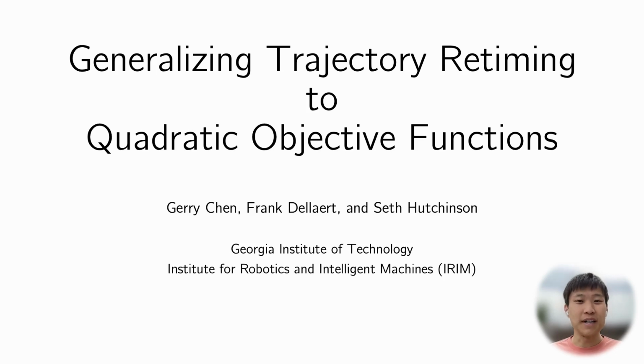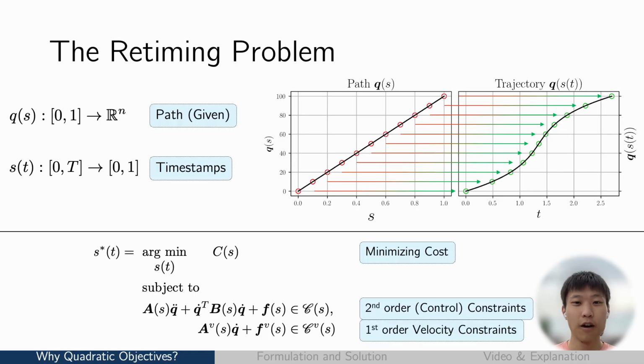In this paper, we present an algorithm to solve trajectory retiming problems for not only the time-optimal objective, but also for quadratic objective functions. First, let's give a quick introduction to the retiming problem.